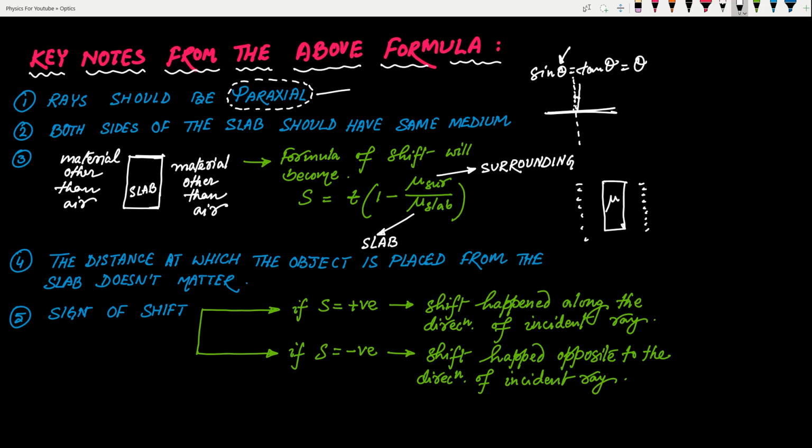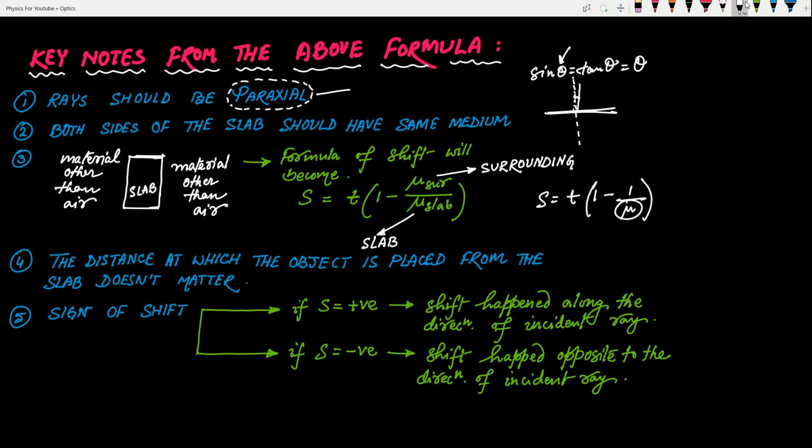Now number 3, it says that if the surrounding material is not air, that is, it is different from air, we have derived that. Let me rub this out in order to explain the thing. So we have got that S, when the slab is surrounded by air, is T, that is the thickness of the slab, into 1 minus 1 by mu, where mu is the refractive index of the slab. Now this formula will work only when the surrounding material is air.